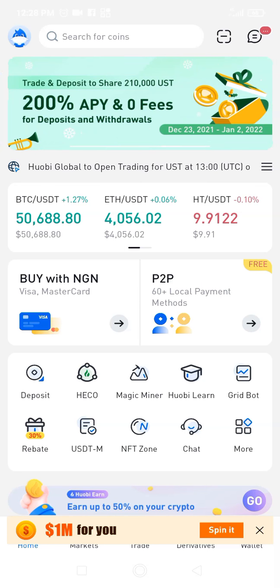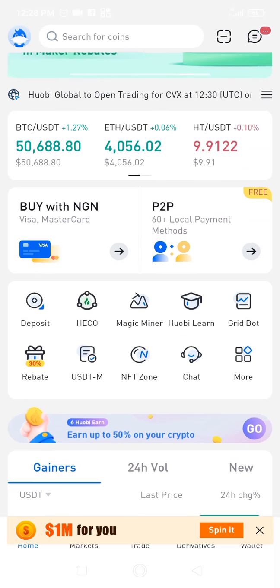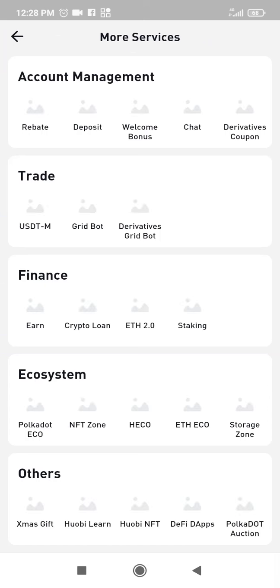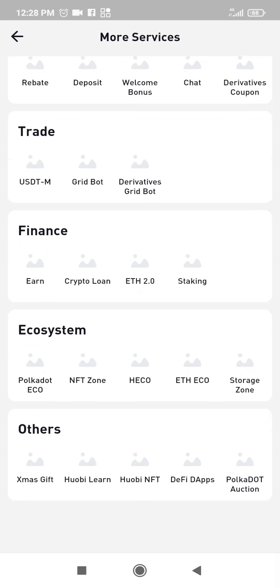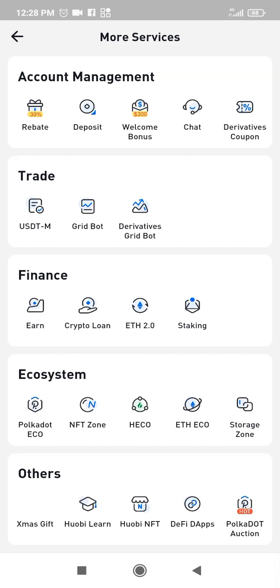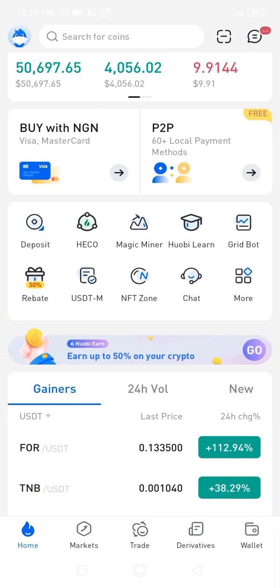All right. So now this is the trick. On display in this section where you see Eco, Magic Miner and the rest, there used to be something like a Prime List. Let me click on more. When I click on more, you should be able to see all of these things. But Huobi did something very funny recently: they removed that icon from here. People are asking me a lot of questions on WhatsApp that they are not able to locate that service on the mobile app, even when they click on more.